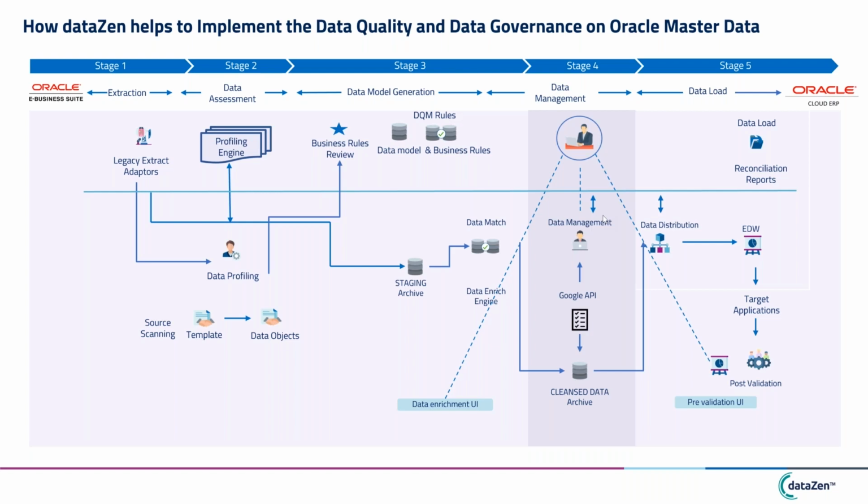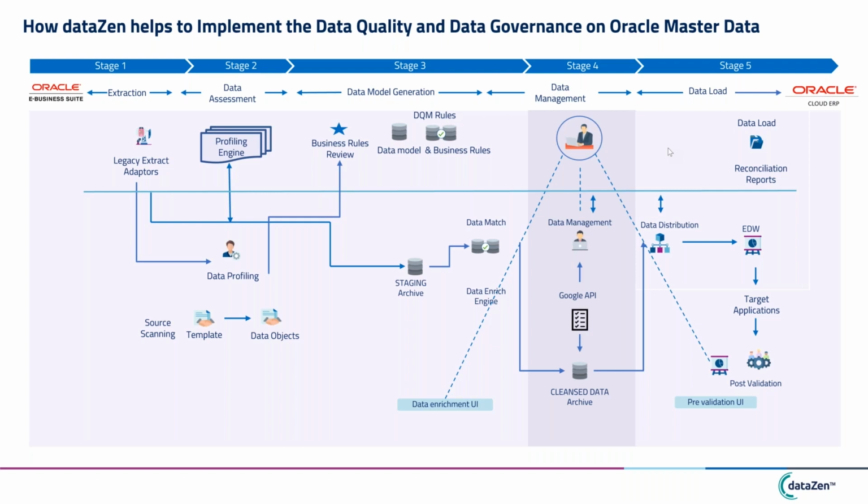Once we load into the target applications, we will have a post validation running there. And you could see that the data enrichment UI and pre-validation UI from stage 4 are our major functionality here. Once we load into the target application, which is Oracle EBS Cloud, this is how we will be implementing DataZen on your data quality and data governance journey. Thank you, Surya.